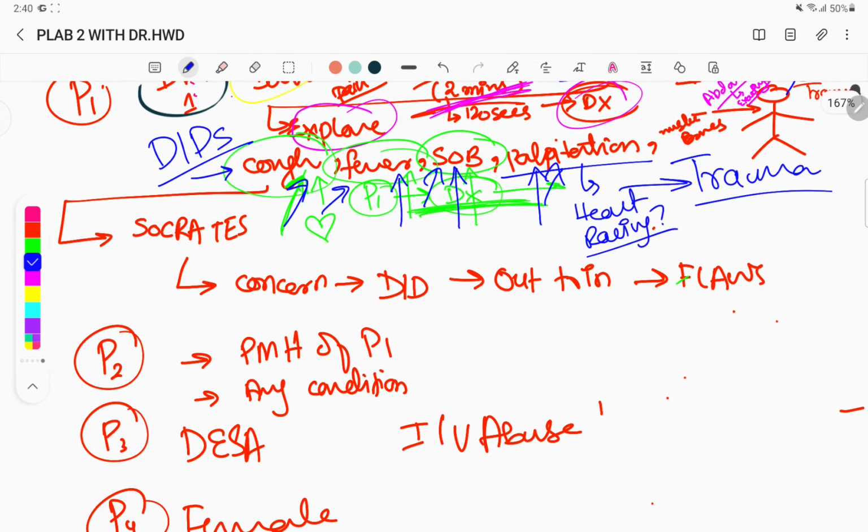After you're done with that, you should go for the stick man. Think of the stick man and try and exclude those things. Is there anything associated with the skin? Is he having any trauma?